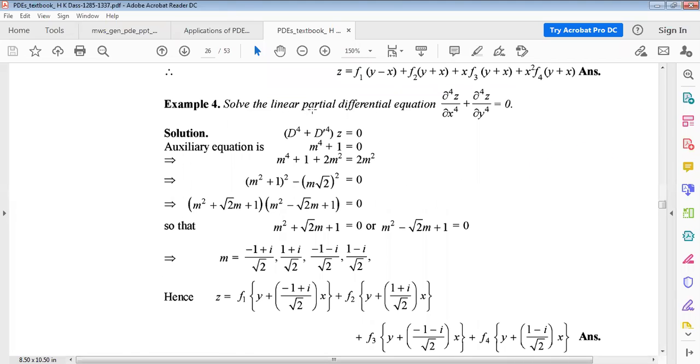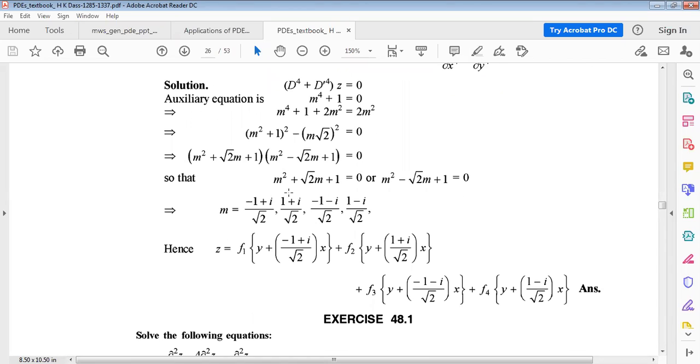Actually, after solving the linear partial differential equation, this can be written as (D^4 + D'^4) z. Then the auxiliary equation will be m^4 + 1 = 0. After solving this, we get, actually, how many roots? So there are 4 roots here, because this is a fourth order partial differential equation.